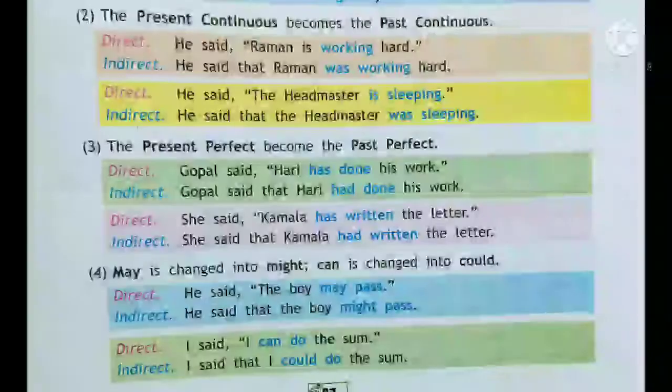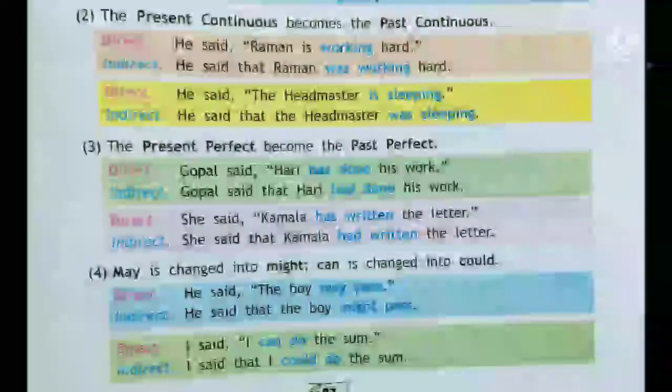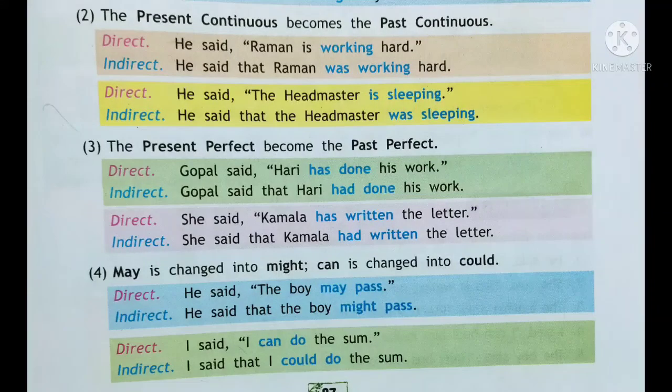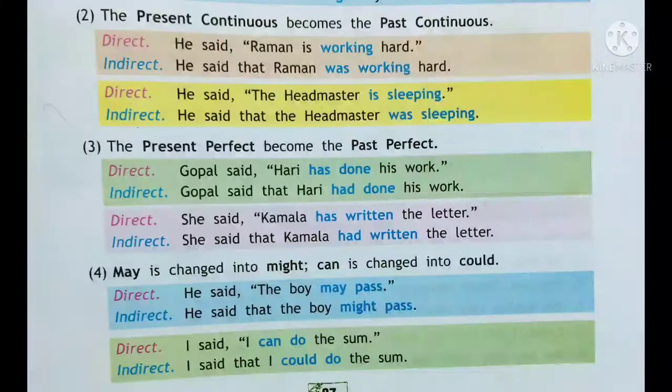Let us proceed to the next rule. Rule number 4, where we will be talking about modals. May is changed into might, can is changed into could. The modals also change during the conversion. Like the example: he said, the boy may pass. You have to change the modal may into might. So, it will become: he said that the boy might pass.